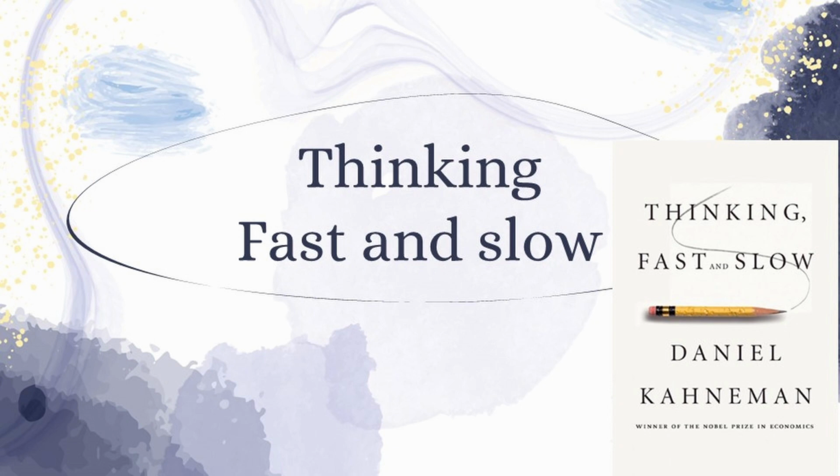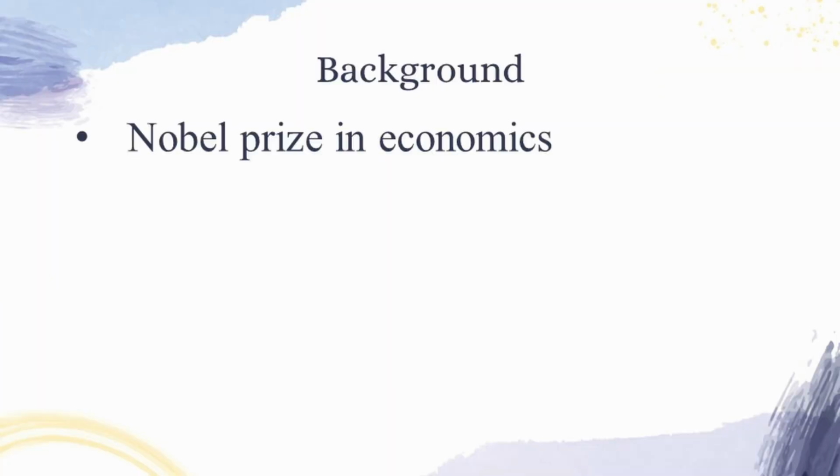So today I'm going to introduce this book to you. It's called Thinking Fast and Slow. The author is Daniel Kahneman. Let me give you some background about this book and why I am going to introduce it to you. Dr. Kahneman won the Nobel Prize in Economics, and actually he's a psychologist.